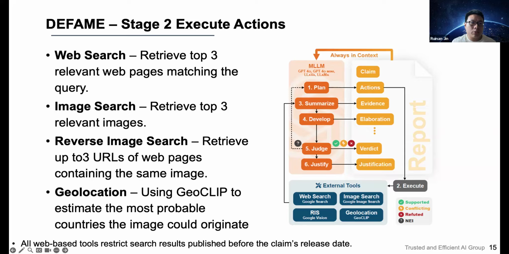And here is the reverse image search, which means for the images either in the query or in the trajectory of the search, they can retrieve the URLs of those specific images. For example, given an image, it's either coming from the query itself or from the image search tool. Then this reverse image search will retrieve the text content, like the web page containing that image. And they also introduce a geolocation tool, which is GeoCLIP, to estimate the most probable country the image could originate from.